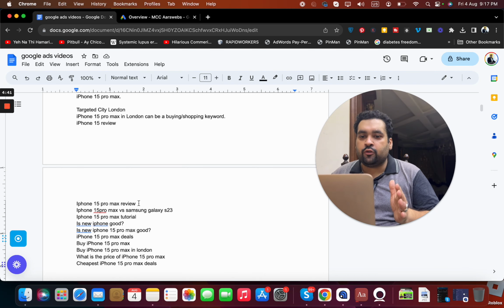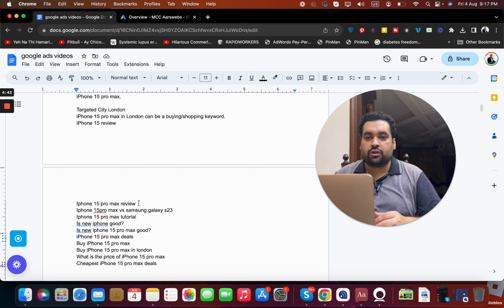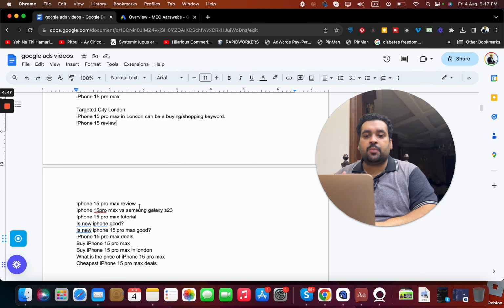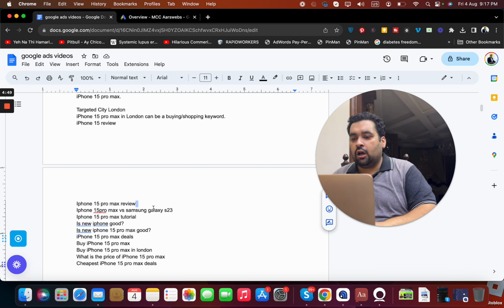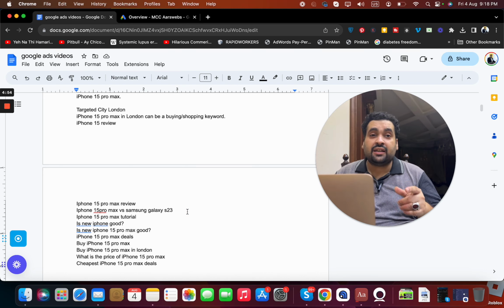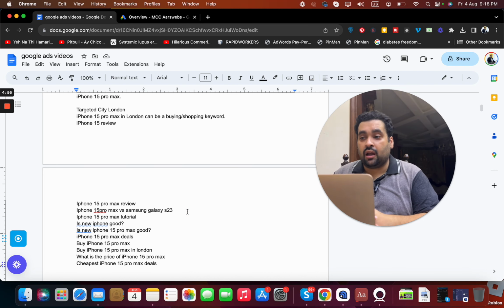So even if you run ads, you will see very low conversions. Understand the intent, which is why these can be proven to be wrong keywords. Now, when you are using a comparison keyword like iPhone 15 Pro Max versus Samsung Galaxy S23, understand the intent behind it again. The intent says that the user is doing a comparison. So again, this is not a good keyword to work on.